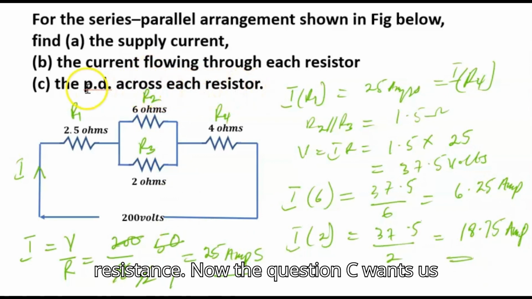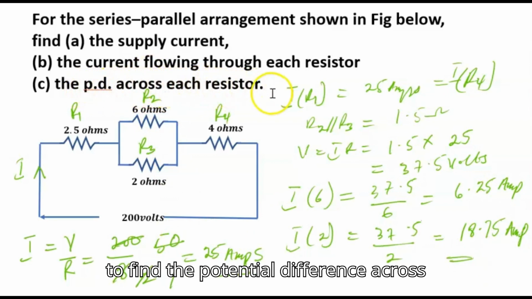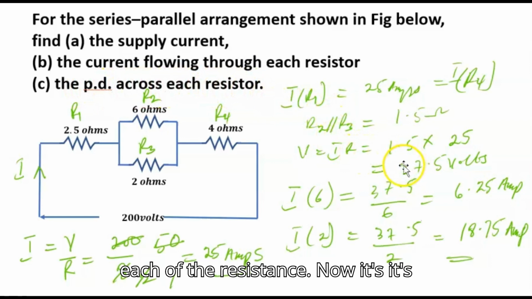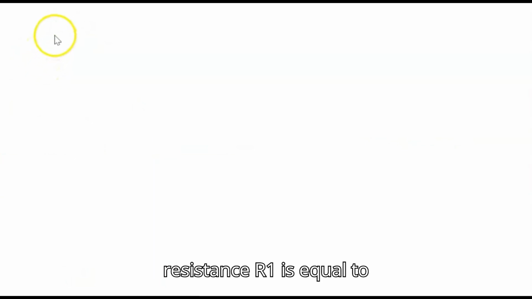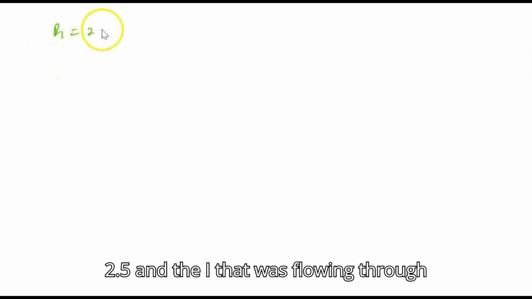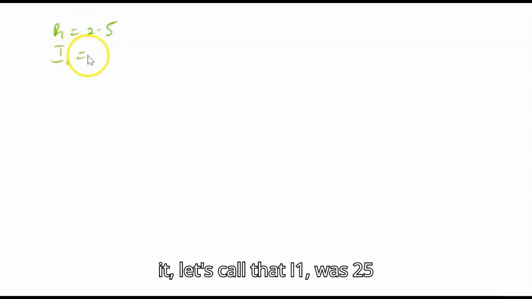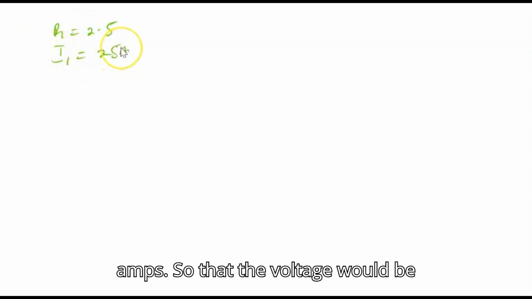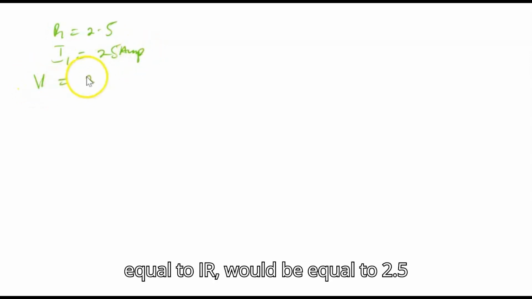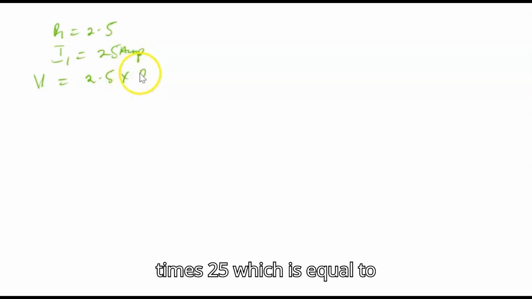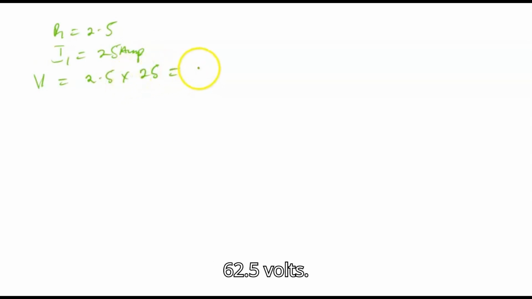Now the question still wants us to find the potential difference across each of the resistances. Now it's very easy. Across the first resistance, R1 is equal to 2.5, and the current flowing through it, let's call that I1, was 25 amps. So the voltage will be equal to IR, which is 2.5 times 25, equal to 62.5 volts.